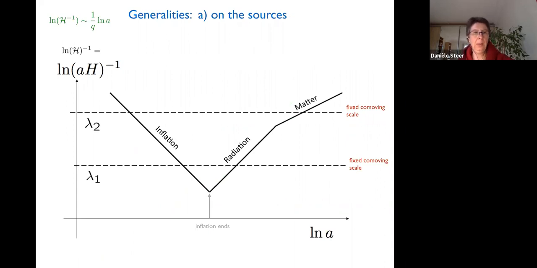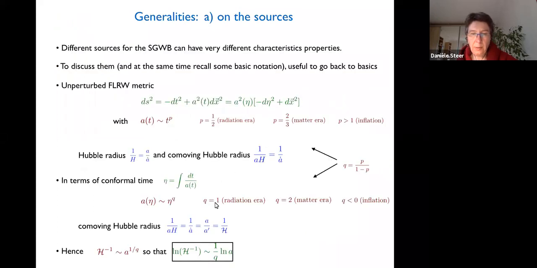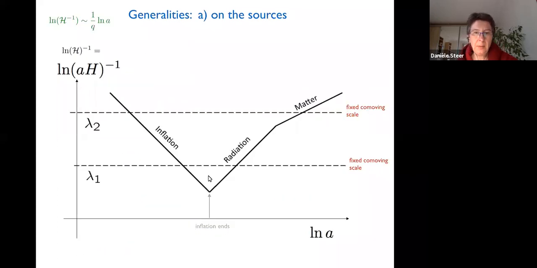So now let's plot the log of the comoving Hubble radius as a function of log a. So here it is. Here I've just taken the same expression we had before, log of H inverse goes as 1 over q log a, and I'm going to plot it as a function of log a. In the matter era q is 2, so in the radiation era the gradient here is 1, and in the matter era the gradient is 1/2. And during inflation, we said q is negative. And if it's de Sitter inflation, in fact, you can show that the gradient here is also -1.